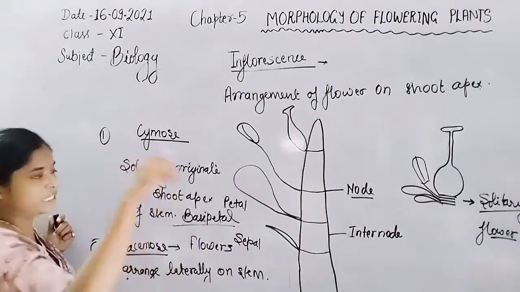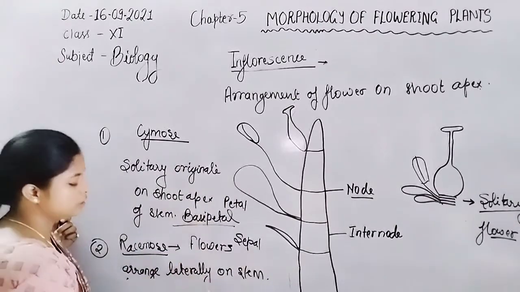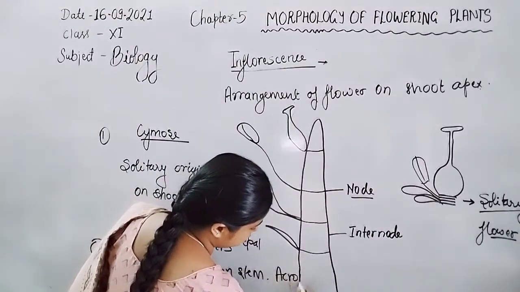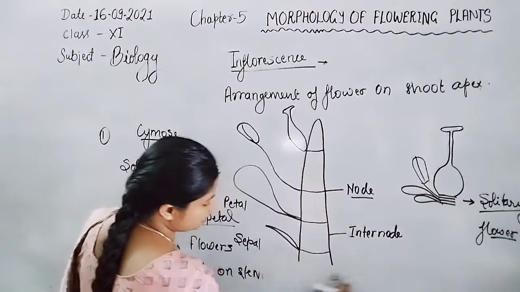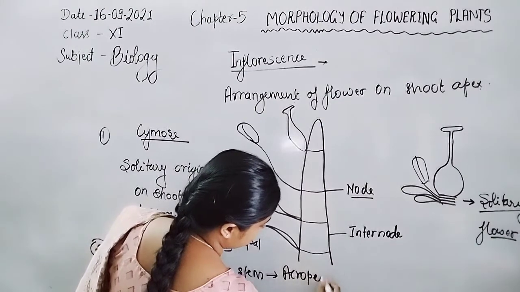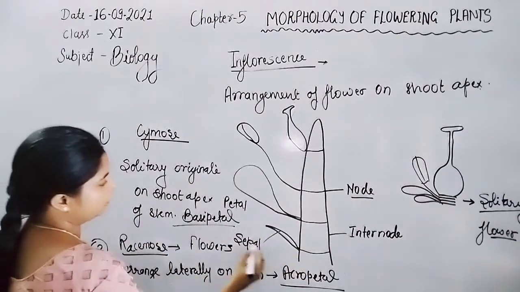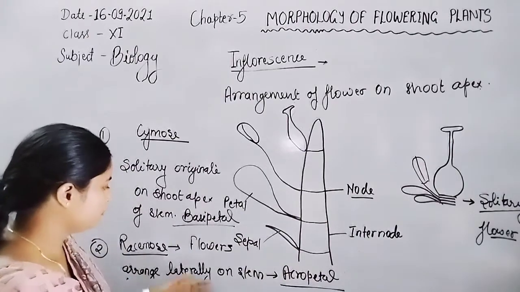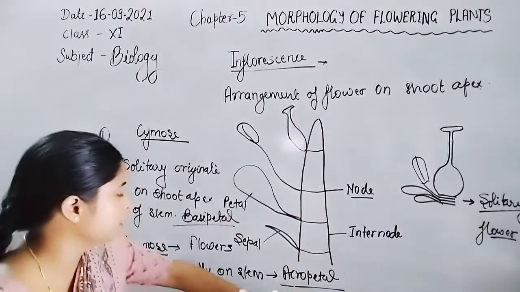When the flower is arranged laterally to the stem, such a type of flower is known as the acropetal type of arrangement. Acropetal arrangement is present in the racemose type of inflorescence. In such a type, the flowers are present on the main axis laterally, so this is known as the acropetal manner.